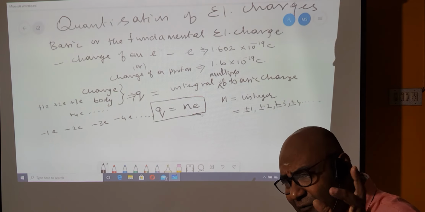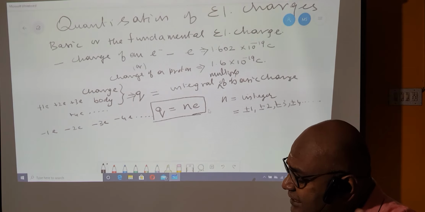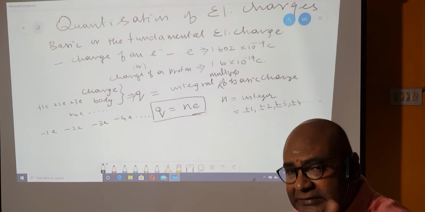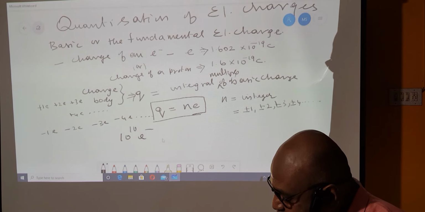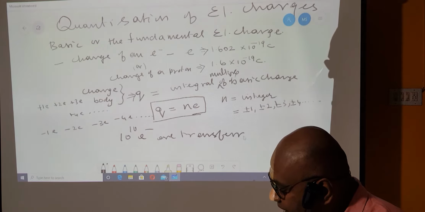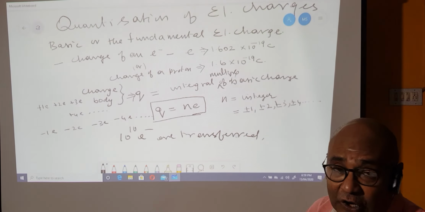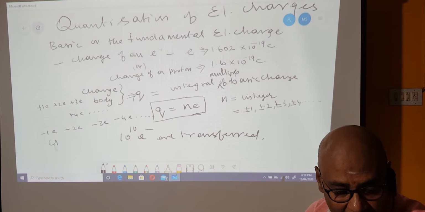See, we have seen an example before. When a glass rod is rubbed with silk, 10 to the power of 10 electrons are transferred. Generally, when you are considering a glass rod, when it is rubbed with what?